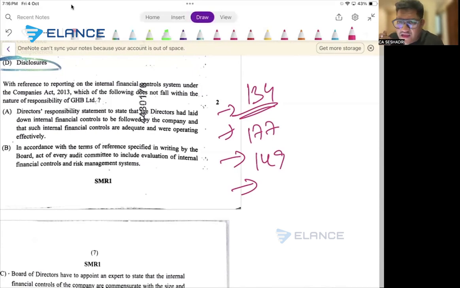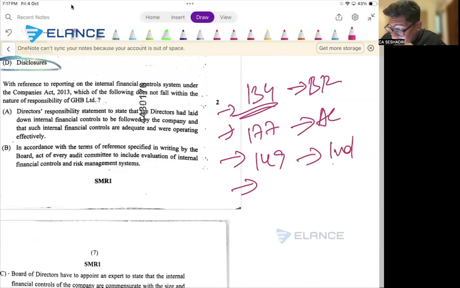Again, is there one more area? One more area, guys, where internal financial control will come? 134 board report, director's responsibility statement, not auditor report, board report. 177 audit committee. 149 independent director, not auditor, guys, independent director. 134 board report, 177 audit committee, 149 independent director.